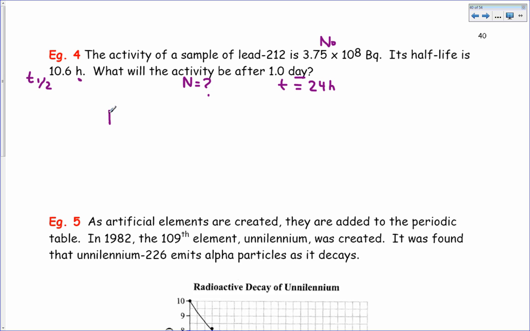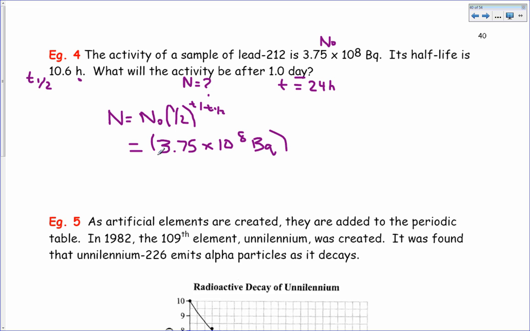Okay, so N equals N0 times 1/2 to the power of t over t 1/2. So now we've got a lot of writing to do here. Okay, so that is 3.75 times 10 to the power of 8 becquerels. And that's just an arbitrary unit. The units actually don't really matter, and that's all one number, so be careful about that.